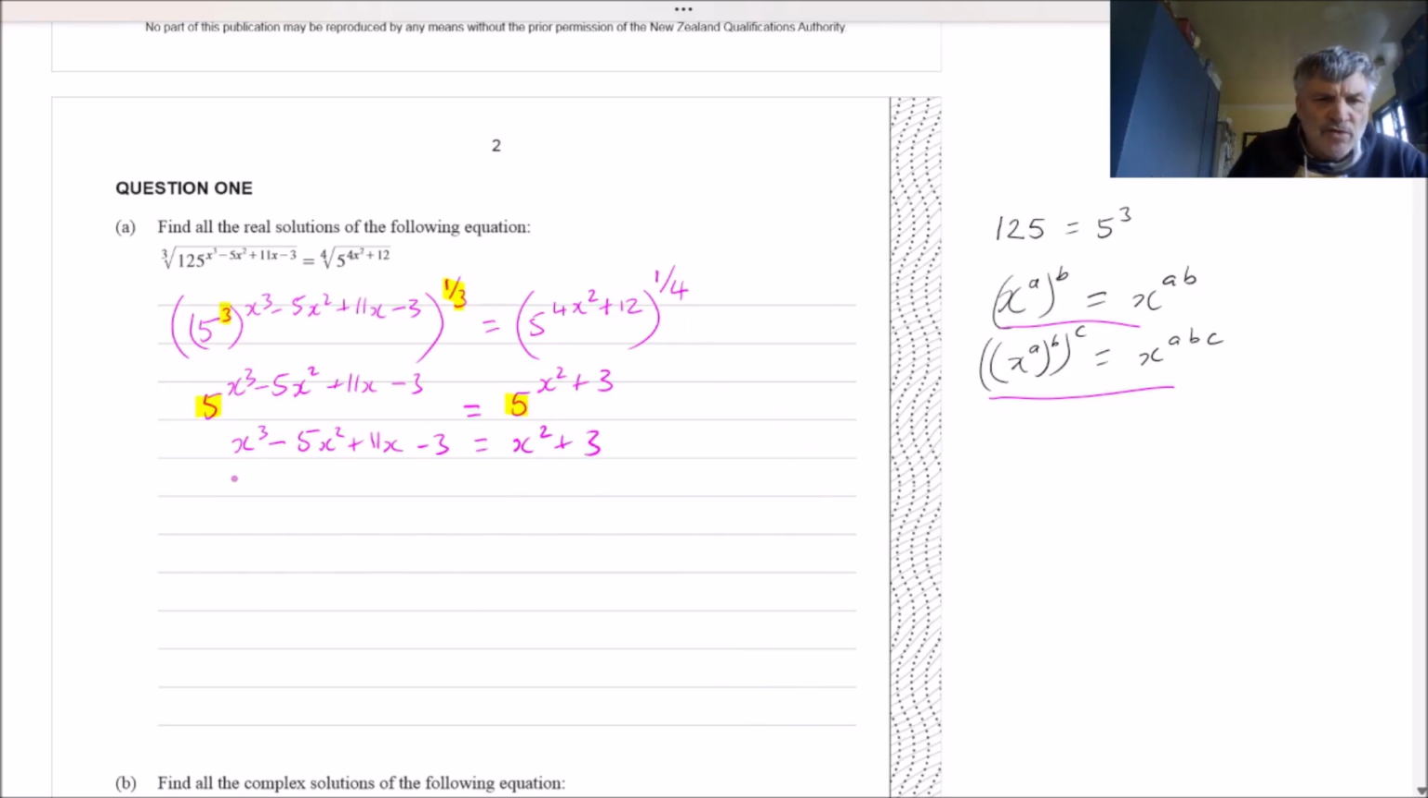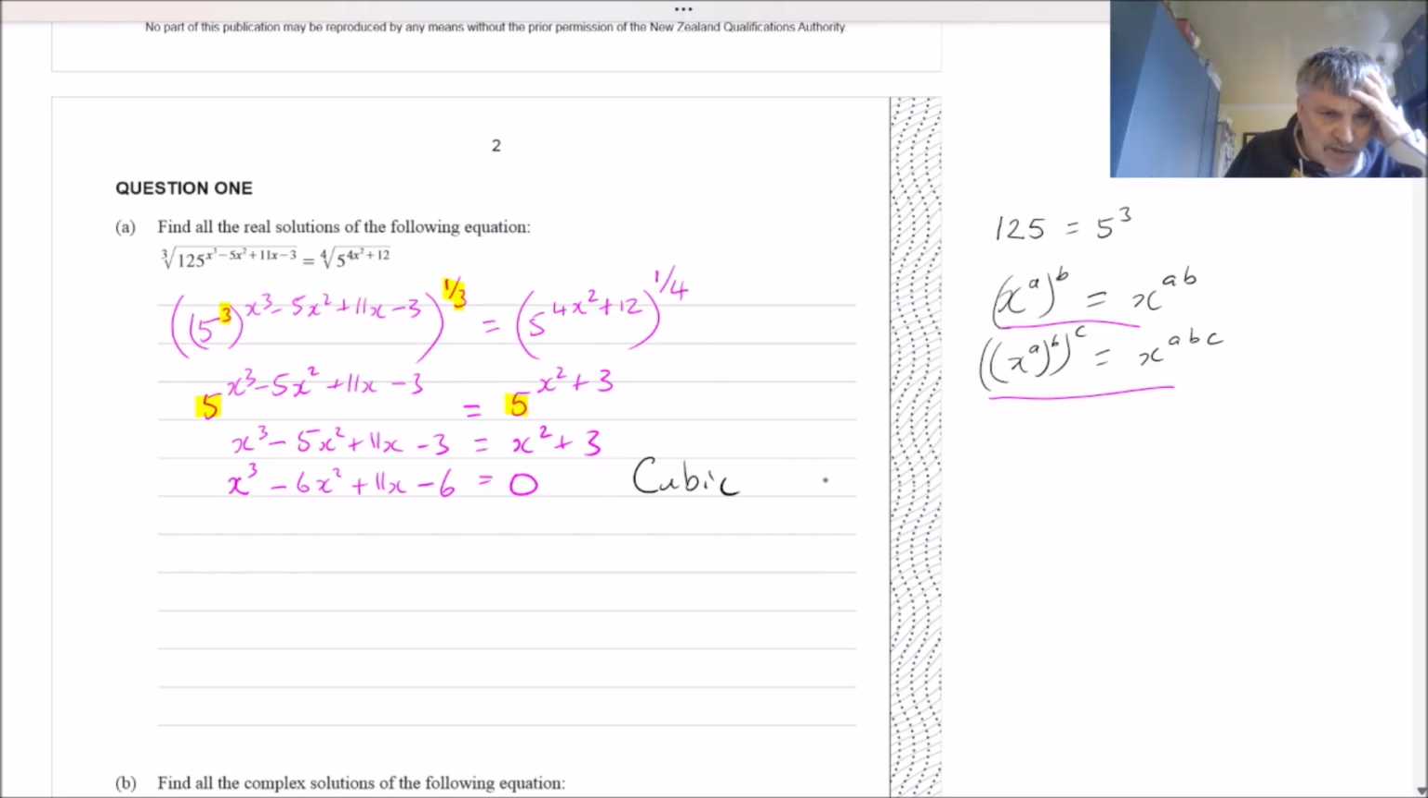Now, putting this in some sort of standard form, which is put all of the terms on one side, the left-hand side, we've got minus 5x squared here, and we've got x squared on this side. We'll subtract that to get minus 6x squared plus 11x, and we've got minus 3 and plus 3 on the other side. Subtract that, we'll get minus 6 equal to 0. And now we've got a cubic that we need to solve.